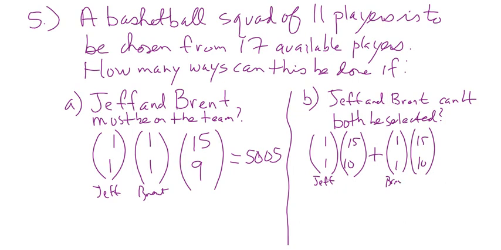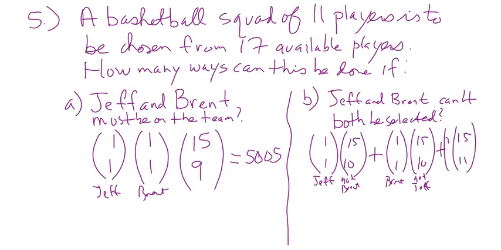Right, and this one is choosing Brent, but not Jeff, right? Or we choose Jeff, but not Brent, so this is not Brent. Or we choose Brent and not Jeff. Or, how many Brents and Jeffs are there? So we're not going to, so then it's what? 15.